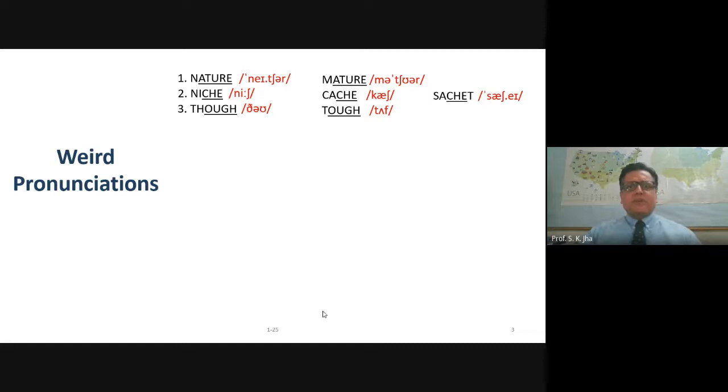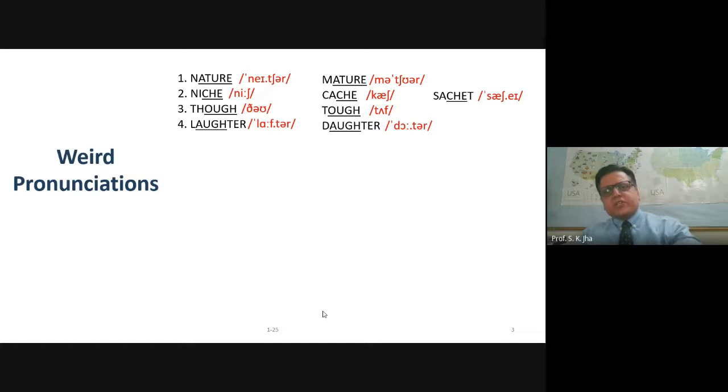I can give you a number of examples just for fun. It is "laughter", but you have the same pattern. We don't say "daughter" like "laughter", we say "daughter". So you see here, AUGH becomes "off" once, and in the second word, it becomes O.